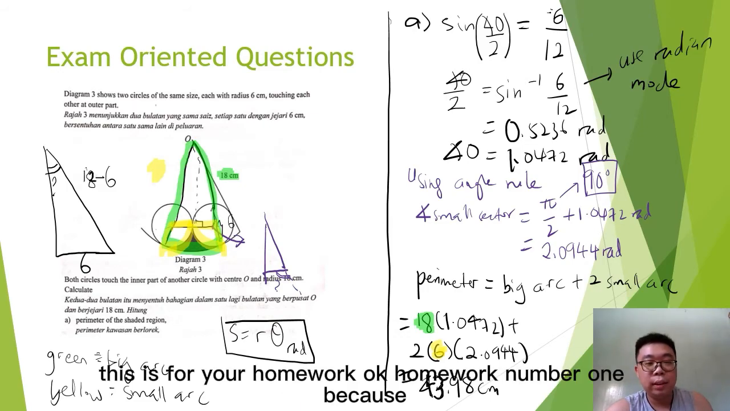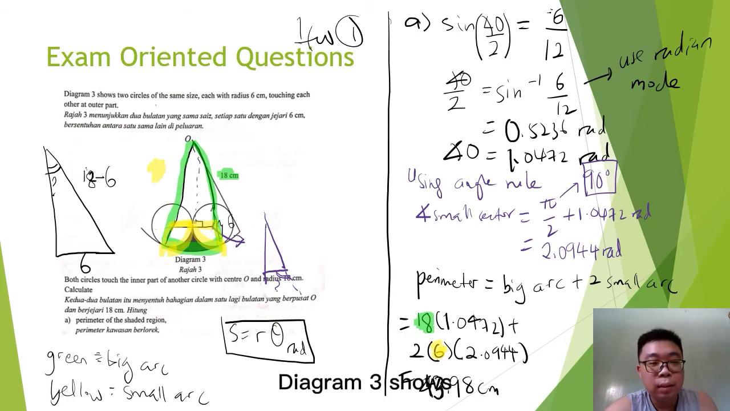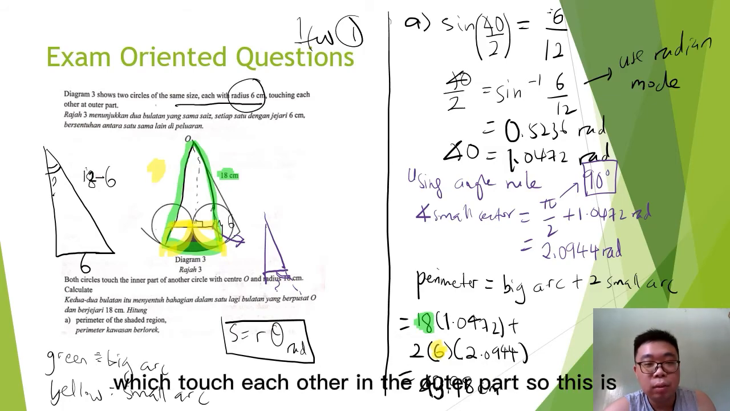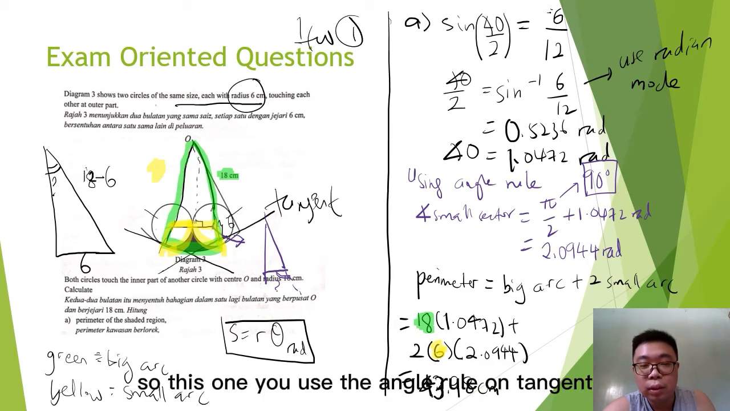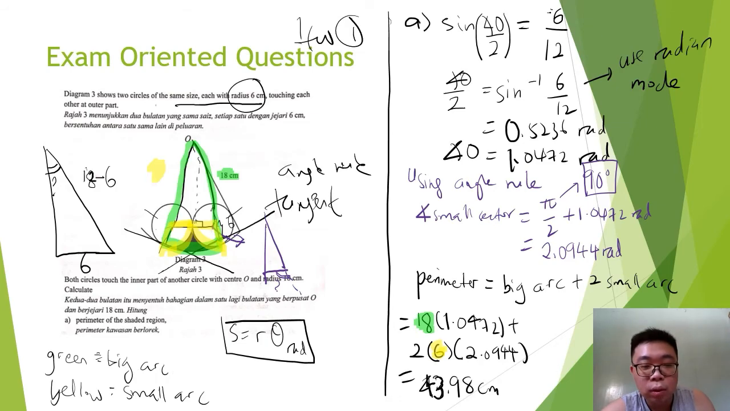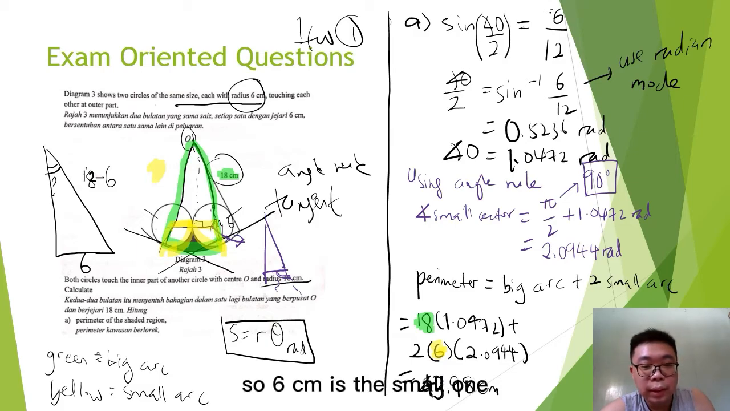Okay, the next question, this is for your homework. Okay, homework number 1, because we don't have time to finish this. Homework number 1, diagram 3 shows 2 circles with same size, each one with radius 6 centimeter. Okay, you touch other in the outer part. So this is, you remember, this is a tangent. So this one you use the angle rule on tangent. Okay, so both of circle touch the inner part each other with center O. So center O is here, and then you have radius 18 centimeter. Okay, so 6 centimeter is a small one. This one 6 centimeter.